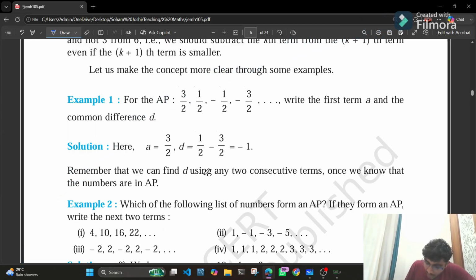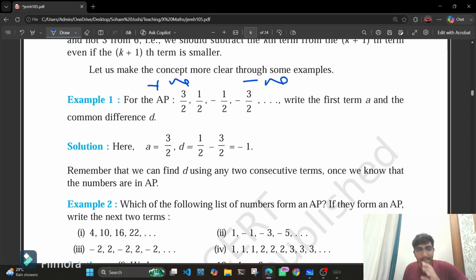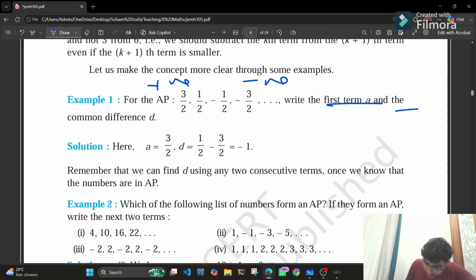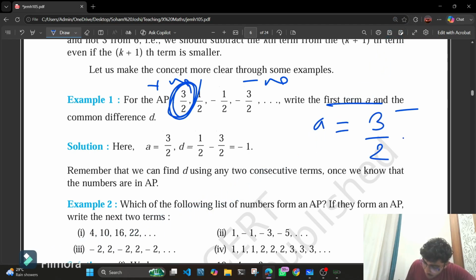Ignore the part that firstly it was positive and then it is going into the negative side. That does not make any difference. We just need to focus on the core concept of AP. What we need to write is the first term and the common difference. We know that the number starting the AP is the first term. Now you have understood what the first term is.